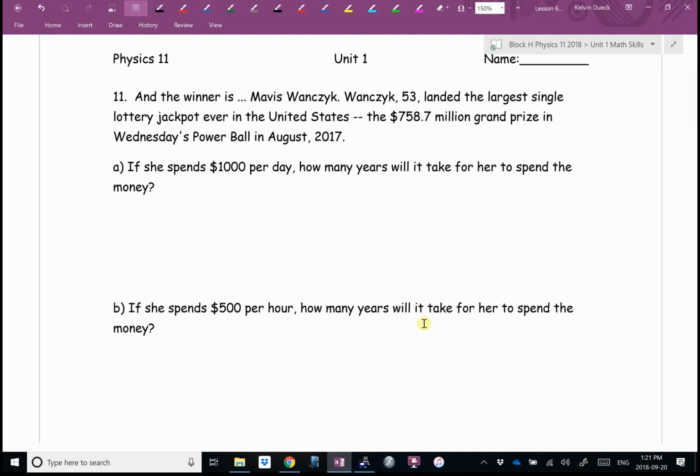In August of 2017, Mavis Wanchik won the largest ever U.S. Powerball lottery ticket. She won $758.7 million. Let's play around with some of these numbers. A. Suppose she spends $1,000 a day. Can she spend that in her lifetime?